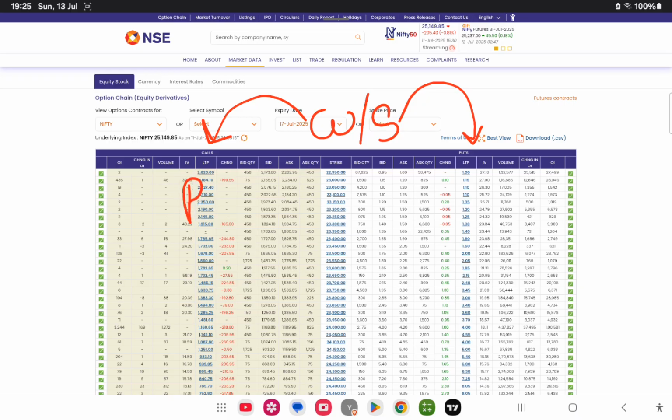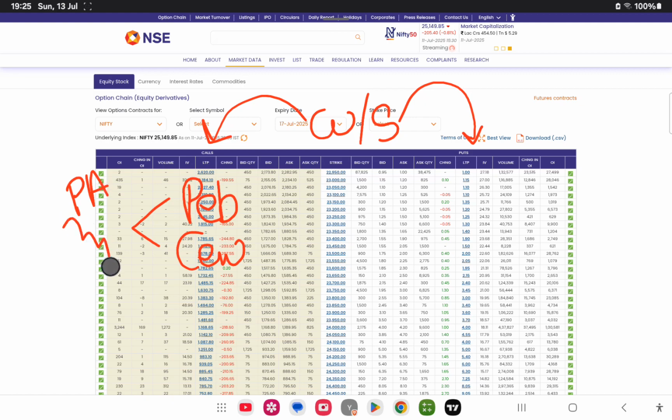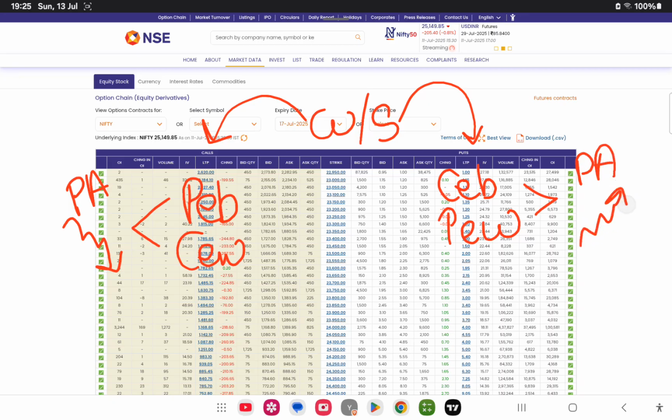Put buying or call writing, for both of these the price action is the same: price will go down. Call buying or put writing, these both are almost the same. For this, the price action is that price will go up. Basically, put writers act as the support and call writers act as the resistance. So this is the basics.